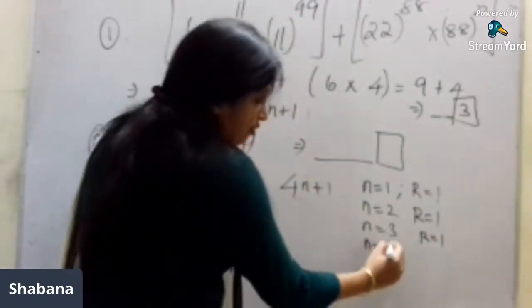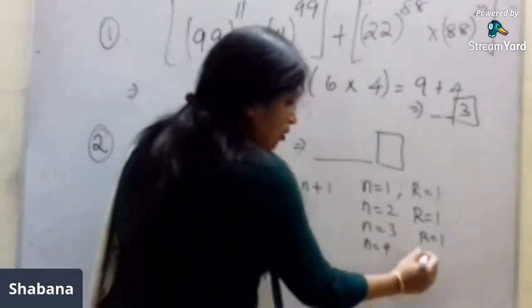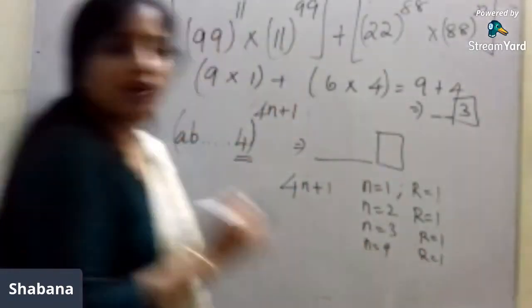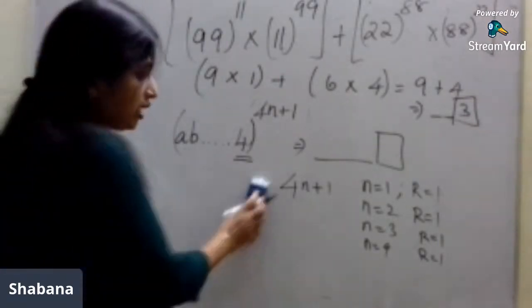Take n as 4, 16 plus 1, 17. Again divide by 4, your remainder will be 1. So whatever the value of n is, your remainder will always be 1. Okay, so that's what it actually means.